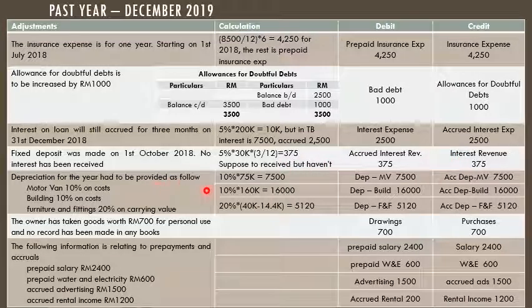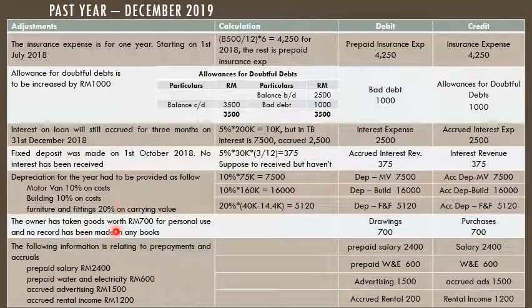Alright, for depreciation, kiralah kalau on cost, 10% dengan cost RM75,000, 10% dengan cost RM160,000, and therefore you get the respective figure here. Debitkan depreciation, creditkan accumulated depreciation. So for each of the asset, you have different depreciation and different accumulated depreciation. So untuk furniture and fitting, kita gunakan carrying value. So cost tolakkan dengan accumulated depreciation pada awal tahun. Both are in the trial balance ya. Tolakkan dahulu darab dengan 20%. So this year depreciation is 5120, debit depreciation, credit accumulated depreciation.